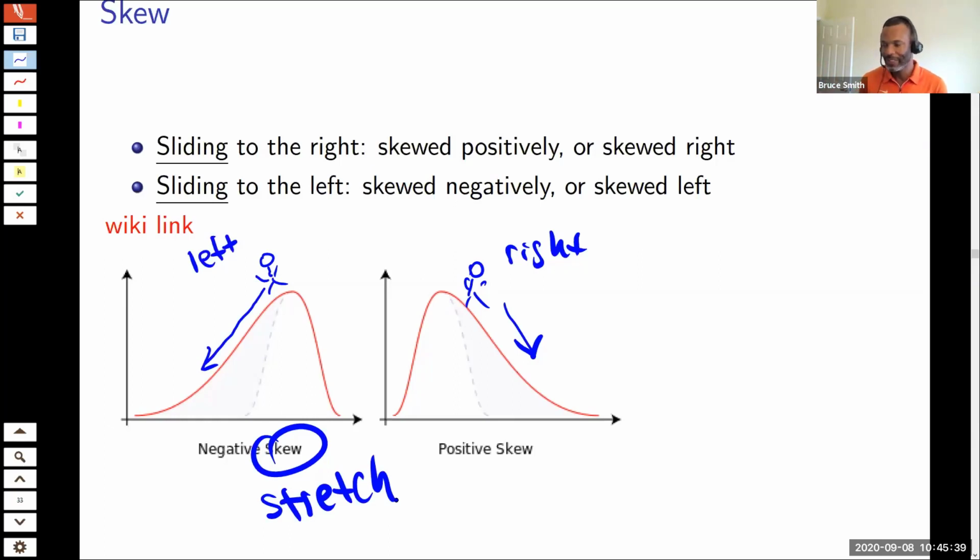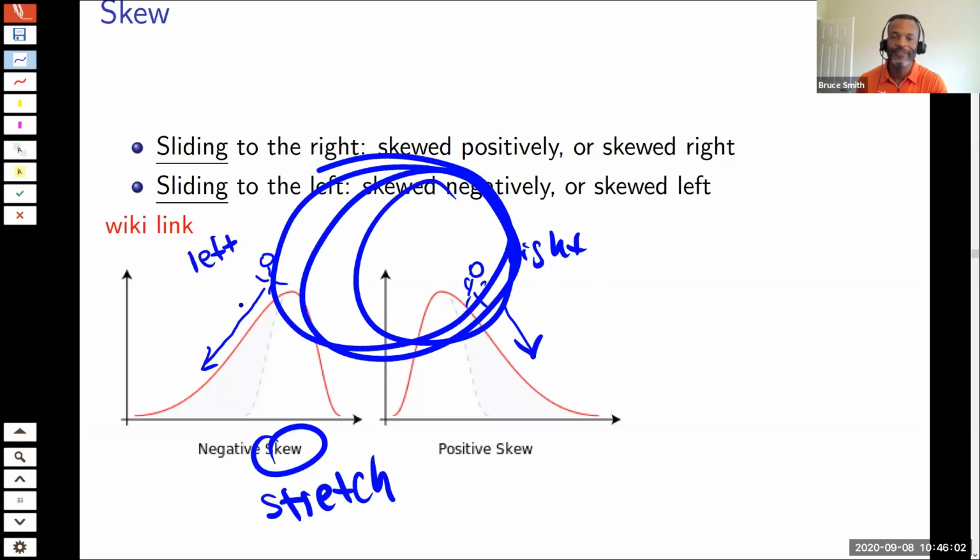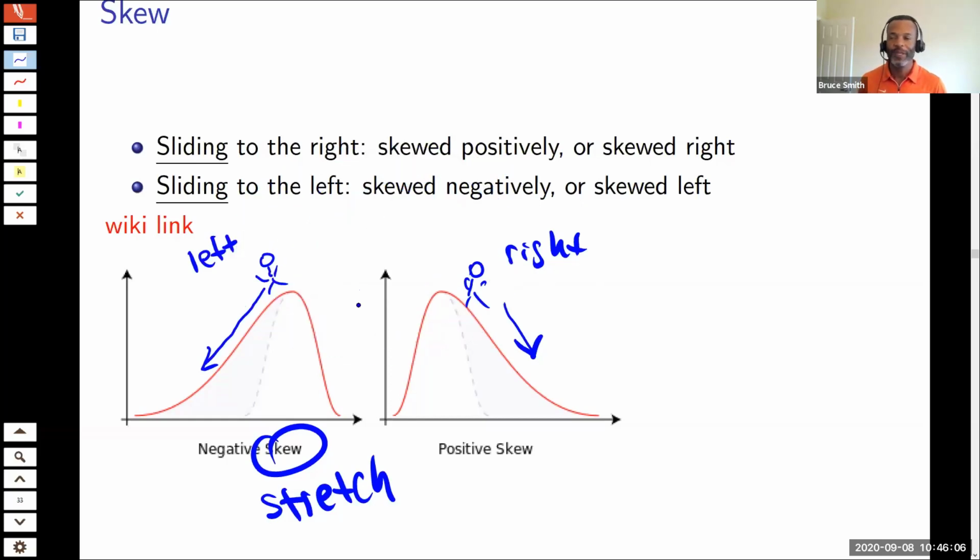But look around and Google it and see how skew is defined, and it just goes against what the bones in our body say it should be. So if you find something that says this is skewed left or right here, I'd love to see it. I've never seen it, but let me know.